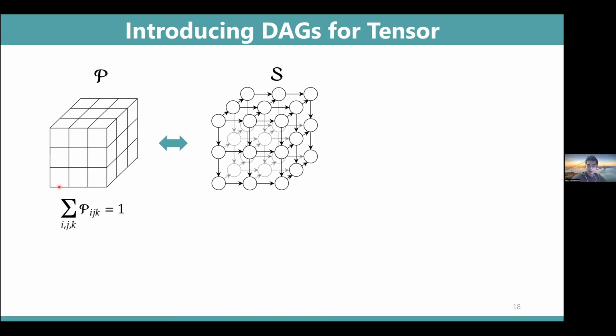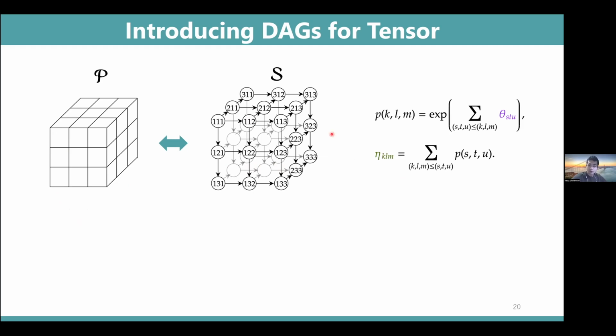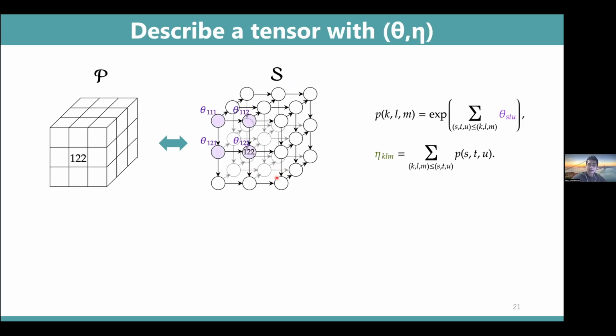We consider a 3 times 3 times 3 tensor and make a mapping to a DAG. Each element on the DAG has an index, and the sketch shows the order relationship among them. This is a log-linear model on this DAG. Each node in the DAG has a natural parameter theta and an expectation parameter eta. They determine the distribution. For example, we focus on the element at 1, 2, 2.